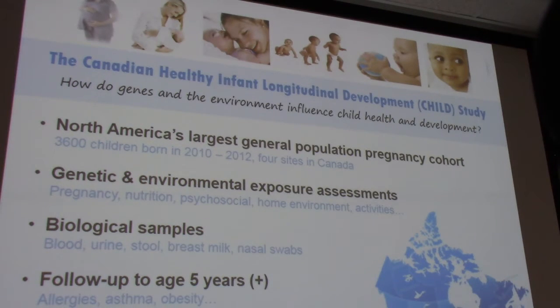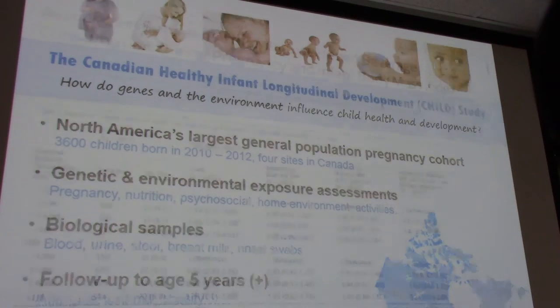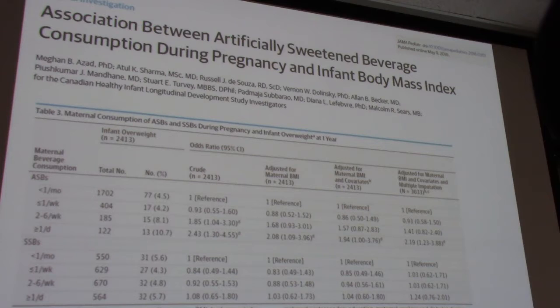So this is, of course, my favorite cohort, the CHILD study. And I've talked about it already, but this is one of the papers that we published last year, looking at artificial sweetener consumption in pregnancy as our exposure. So again, in a cohort, you can look at many exposures. So this is one we picked up on.